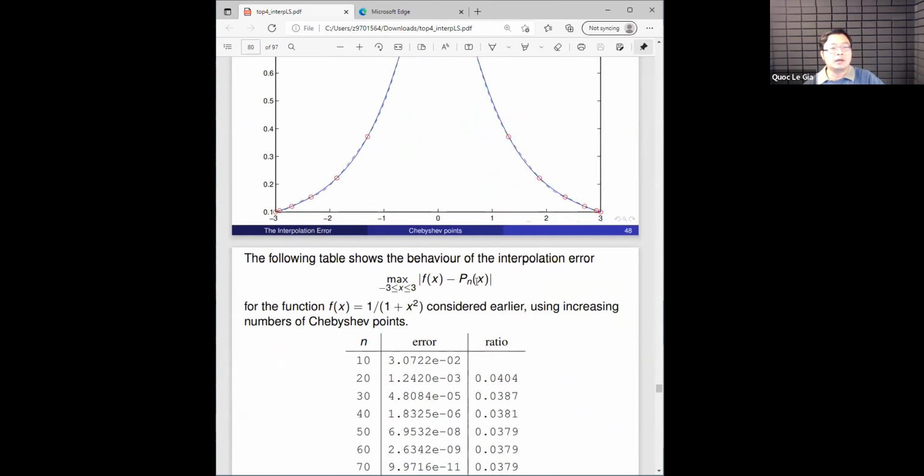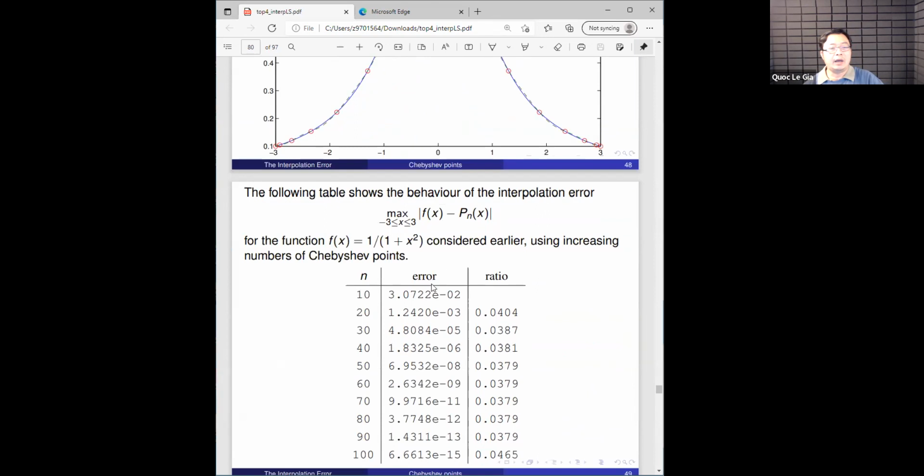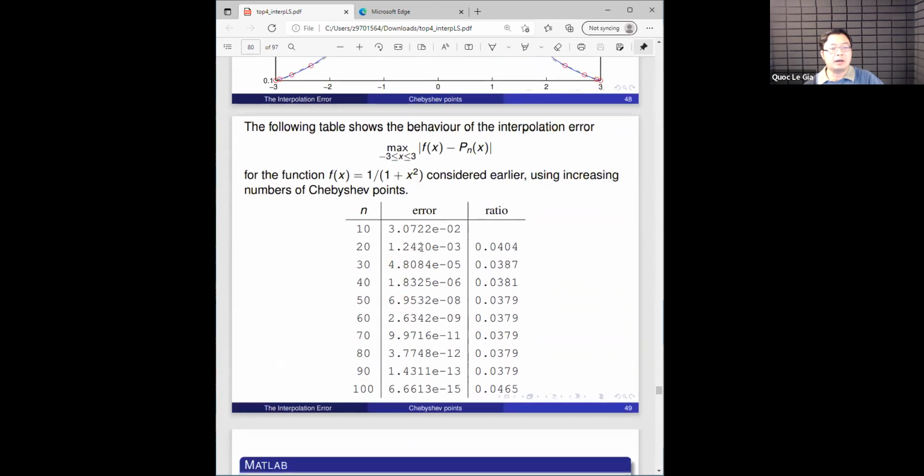Okay, and this one is just where you plot the errors, right? So for n equal to 10, the error is about 3 times 10 to the minus 2. But for n equal to 100, you get down to machine precision.